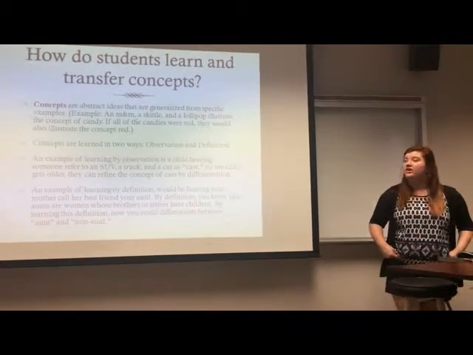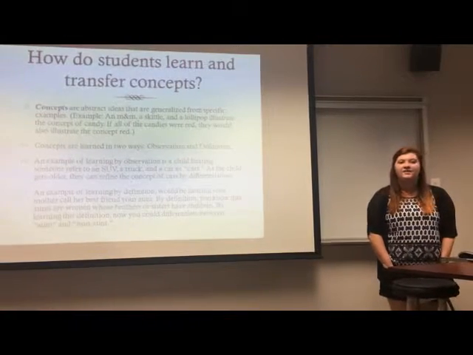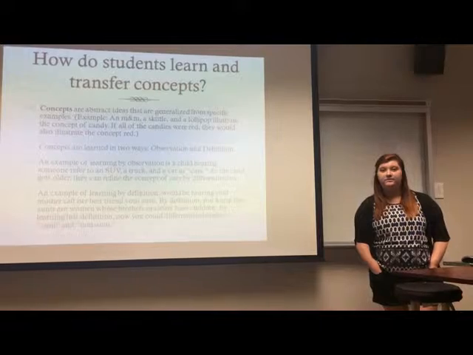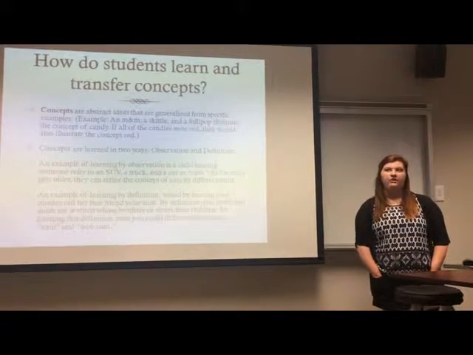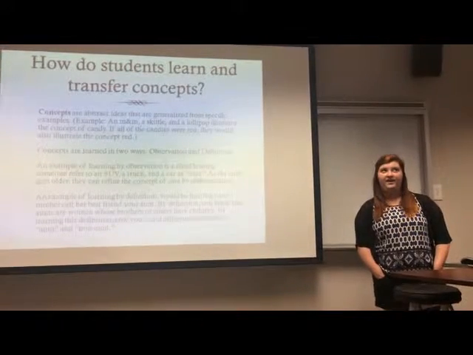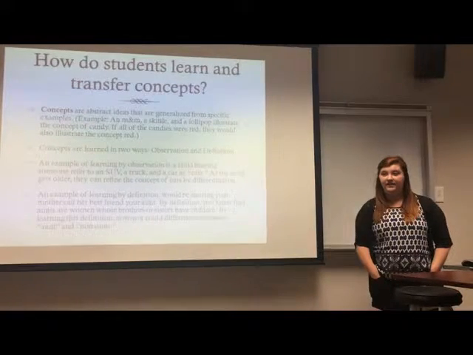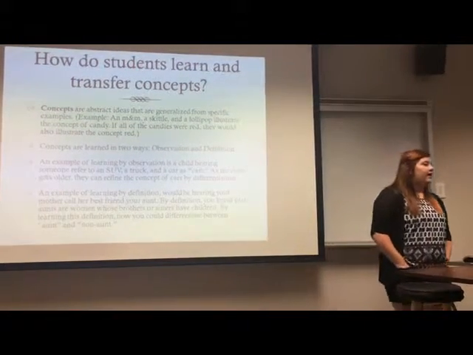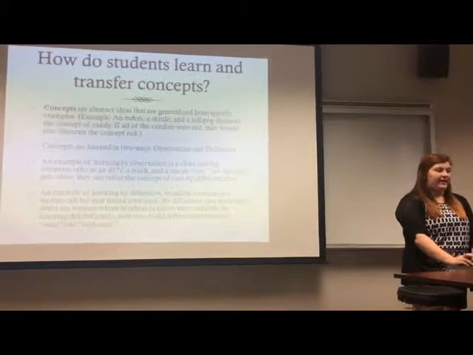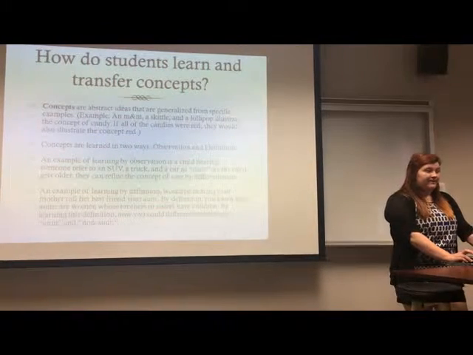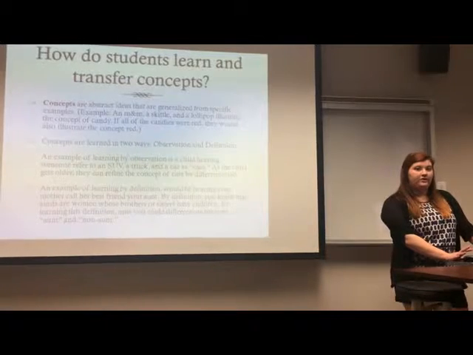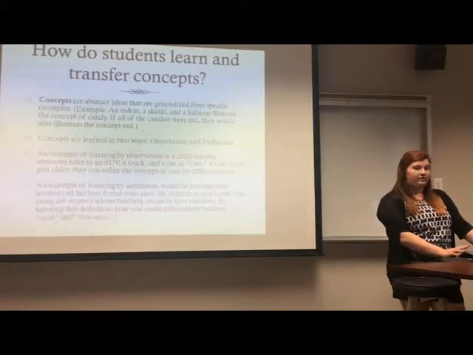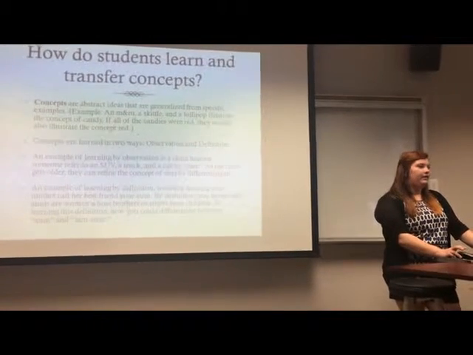So the next section is on concepts, and concepts are just abstract ideas that are generalized from specific examples. So if you had a red ball, a red pen, and a red candy, you would know that they're all red. The concept is red. And the example that I gave was an M&M, a Skittle, and a lollipop all illustrate the concept of candy. But if all of the candies were red, they would also illustrate the concept red.